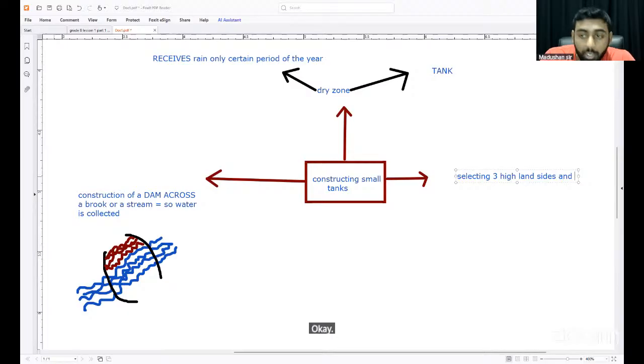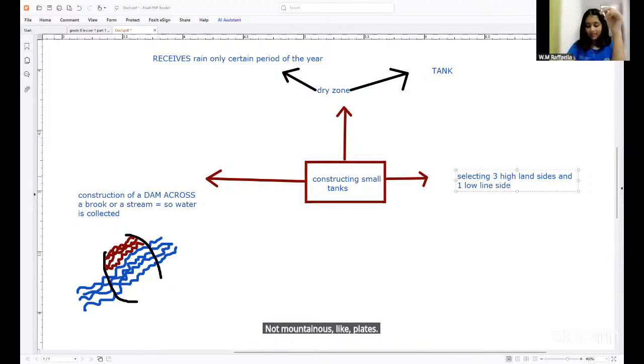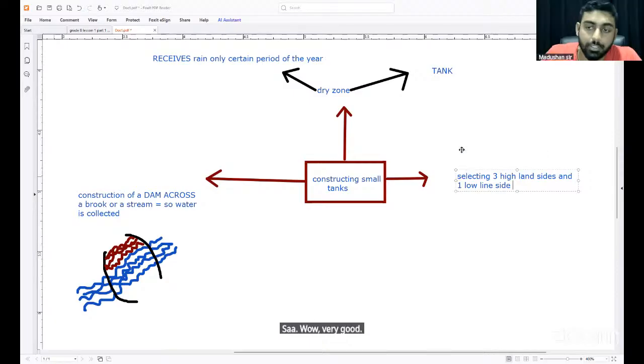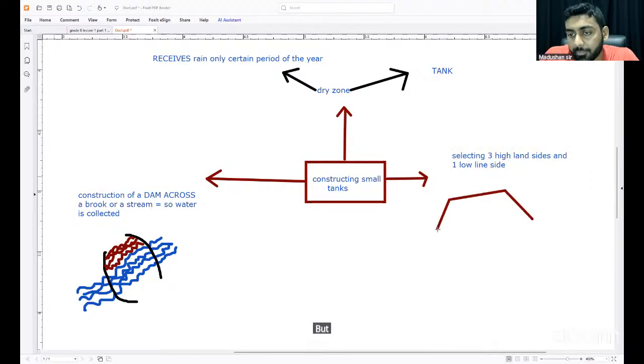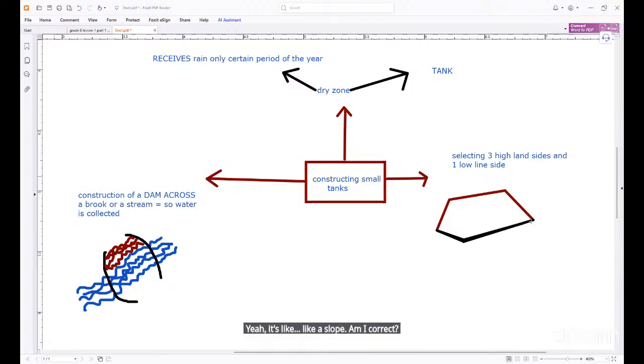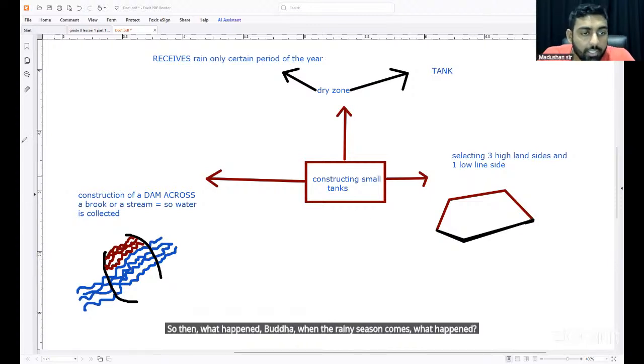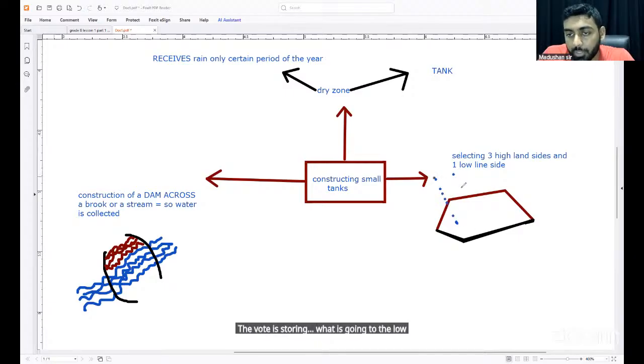and one low-lying site. What is that? Not mountainous areas. Not mountainous, like plains. Wow, very good. So imagine 3 sides are highland like this. But one side, what happened? It's like a low slope, like a valley in the middle. Yeah, it's like a slope. Am I correct? Yes. So then what happened, Puta? When the rainy season comes, the water flows to the low-lying slope, the low-lying part. Then the water is stored in the low-lying side. It is the second method used to construct small tanks.